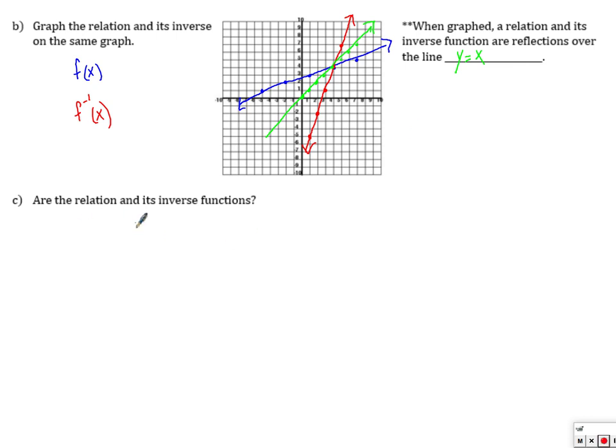So are the relation and its inverse both functions? Remember, functions use the vertical line test. If I took a straight up and down line, it would only touch that blue line in one place, it would only touch that red line in one place, so both of these are functions.